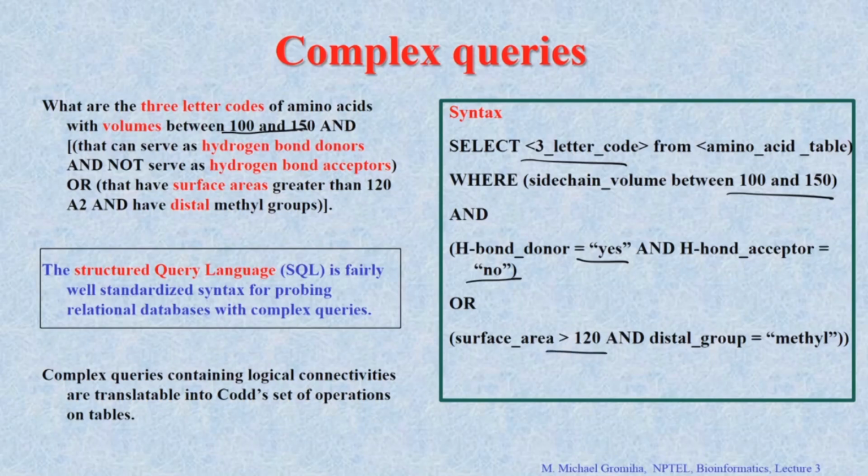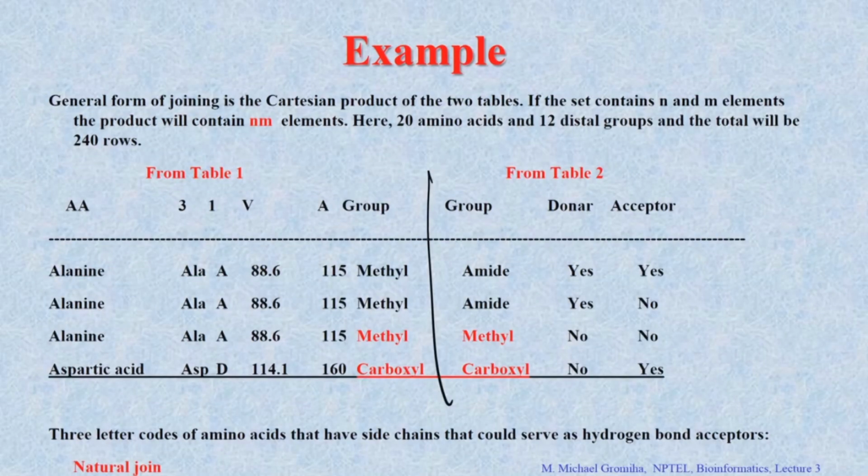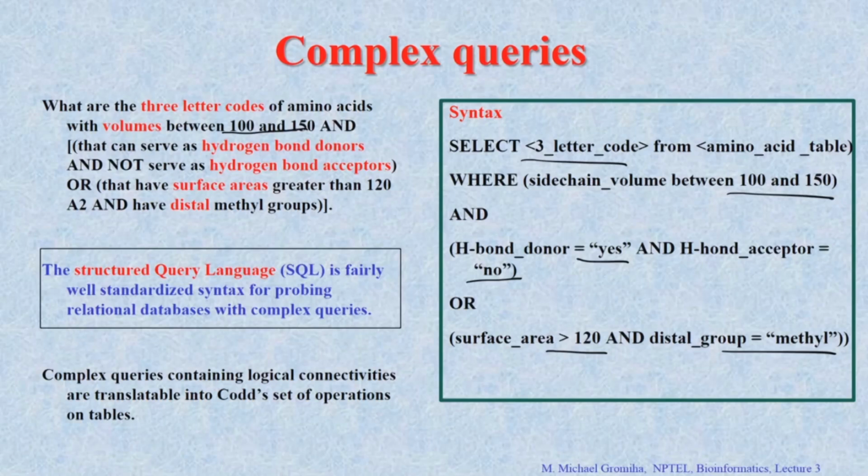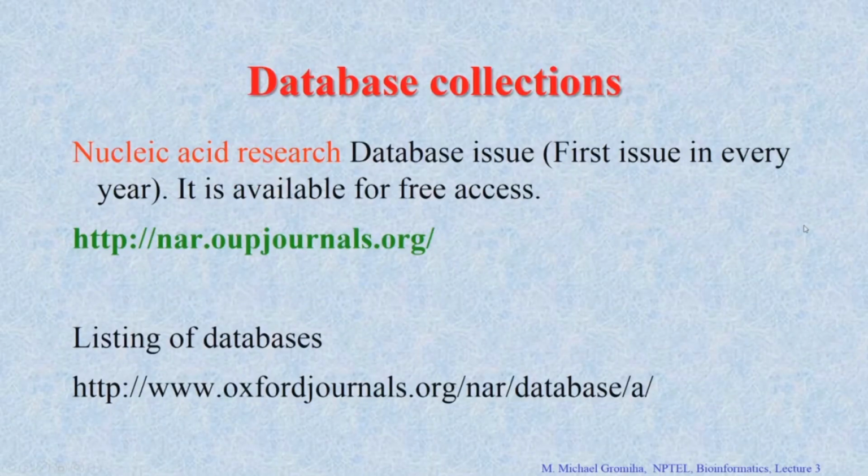Surface area more than 120, distal group methyl, right. Now it is easy, you can use the syntax to fetch the data from this table. So you can go to any complex queries, you can write a syntax and you can get it from any relational database, fine. So now we will see some places where you can get the data.